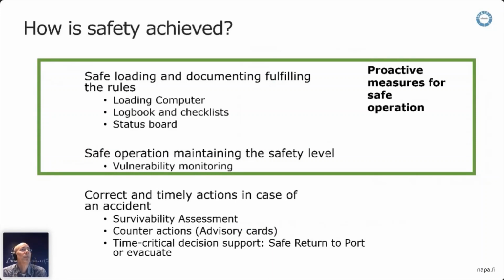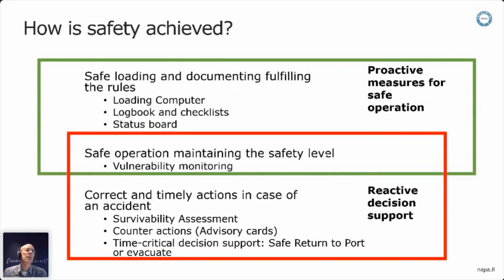So how is safety achieved? First of all, we have to look at all the proactive measures of safe operations at sea. From the point of view of the NAPA solutions, this means that the loading, and documenting of the loading according to the rules, has to be done safely. For that, we have the loading computer, the logbook, the checklists, and the status board, just to mention a few solutions on board. But then also, during operations, we have to know at what kind of risk level we are in terms of safety, and therefore we have the vulnerability monitoring of the NAPA Emergency Computer.